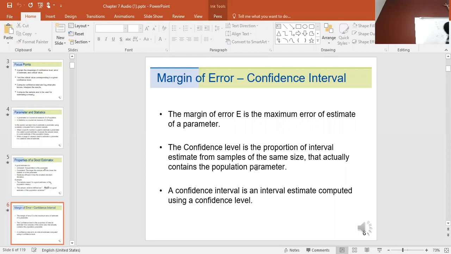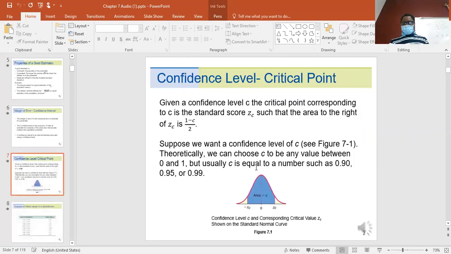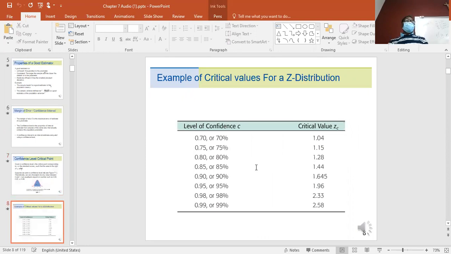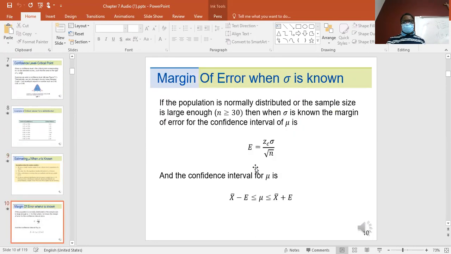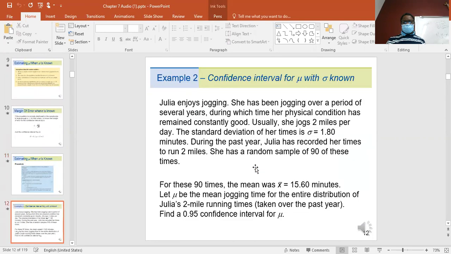So each time, think about it: there are two tails. The middle is the confidence level. So to get the tail, subtract that confidence level from 1, divide it by 2, and do inverse normal, and you will get z alpha over 2. This is on your PowerPoint. This is what I've been trying to explain. You can look at it here on the PowerPoint.